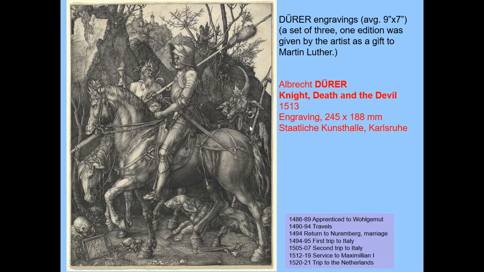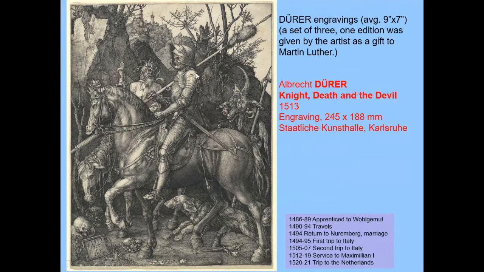The devil is right there waiting to take him down, and riding beside him on this kind of emaciated horse is a figure that clearly is representing death. He's holding an hourglass, just in case you didn't get there. He's sort of taunting the knight, knowing that his time on earth is short. There's a memento mori of the skull right there beside Durer.